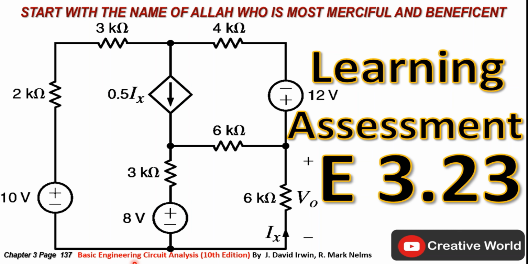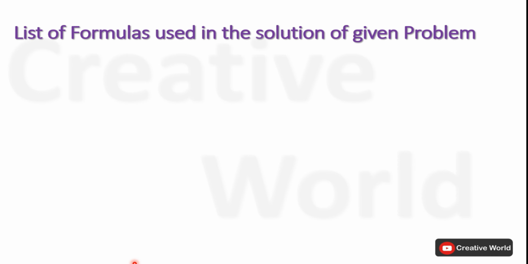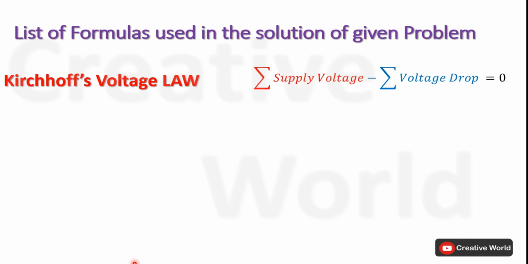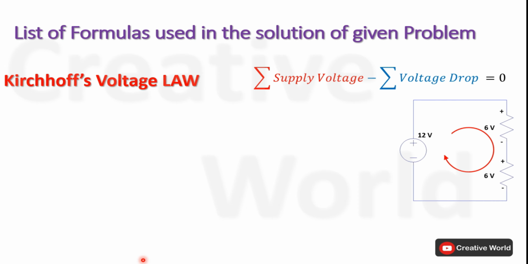Welcome to Creative World. In this video, we will solve Chapter 3 Learning Assessment E3.23. While solving this problem, we will be using Kirchhoff's voltage law. According to this law, the sum of all supplied and dropped voltage across circuit elements in a closed loop is always equal to 0. We also will be using Ohm's law.